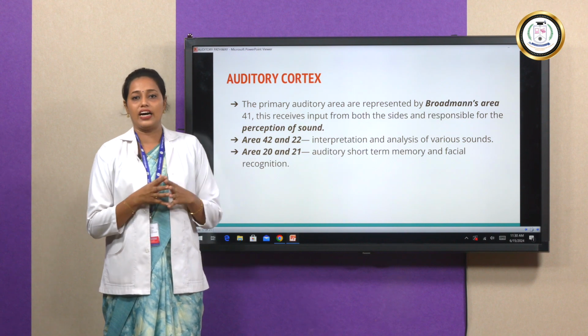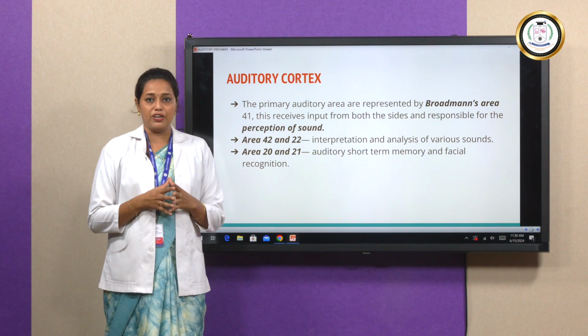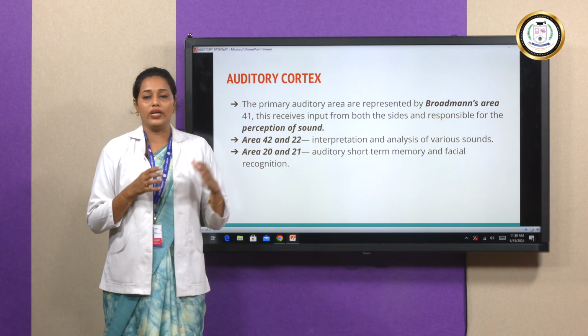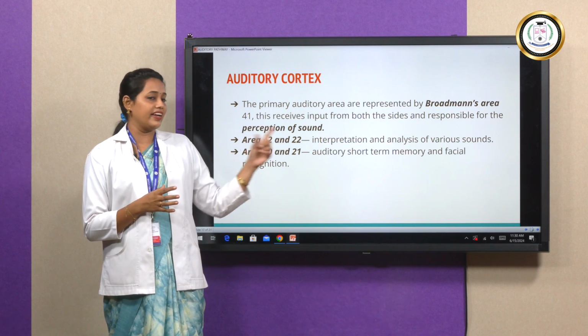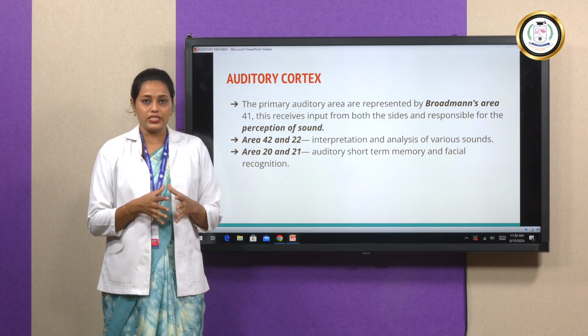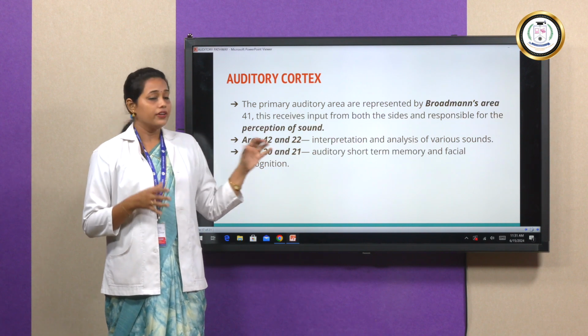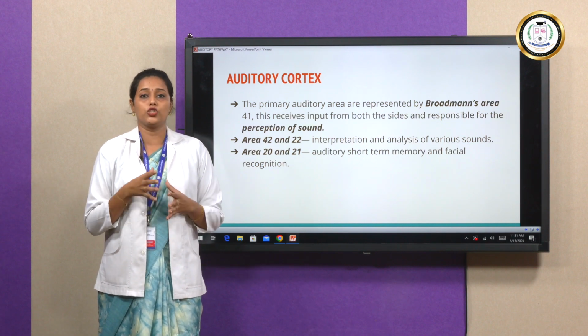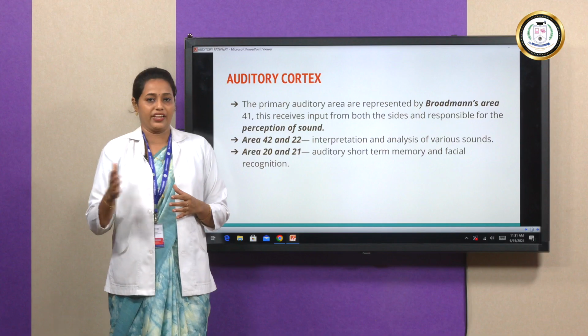And also we have other areas. Area number 42 and 22 will help in the interpretation and analysis of various sounds. Whereas area number 20 and 21 are responsible for auditory short-term memory and facial recognition.